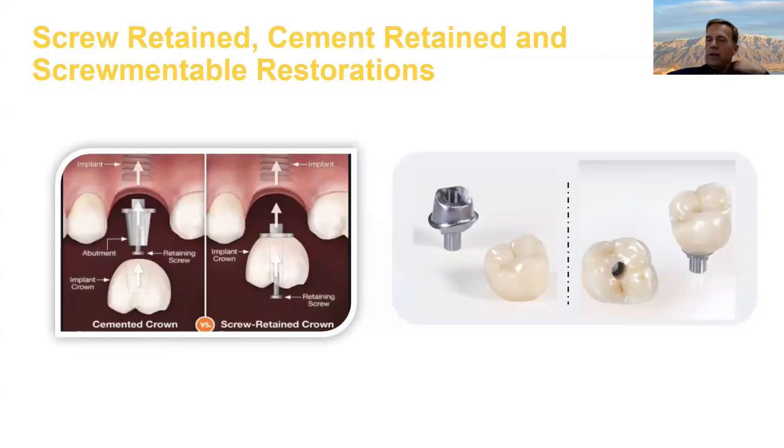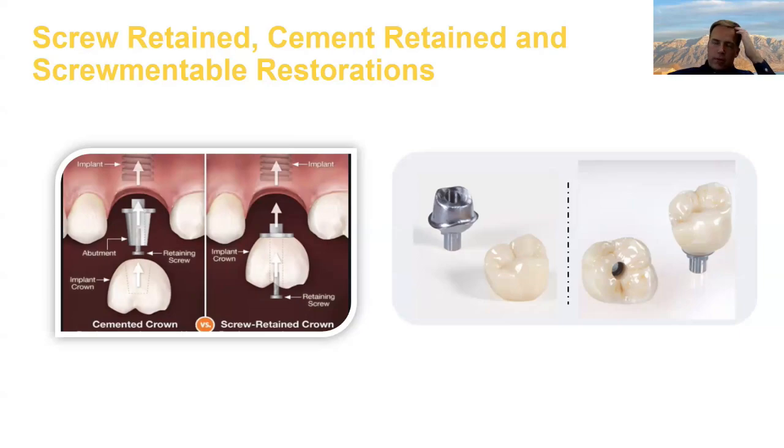Screw retained, cement retained, and screw-mentable. Most of you have heard this before, but one of the things that's weird for new technicians is when you tell them it's a cement retained crown, they're like, what do you mean? There's a screw. Yeah, with one exception that I know of, every implant has threads in it, and something is going to thread into those threads. So the question is, what holds the crown? Does the screw go through the crown, or does the screw go through the abutment and then the crown is held by cement? That's how you tell a cement retained from a screw retained.